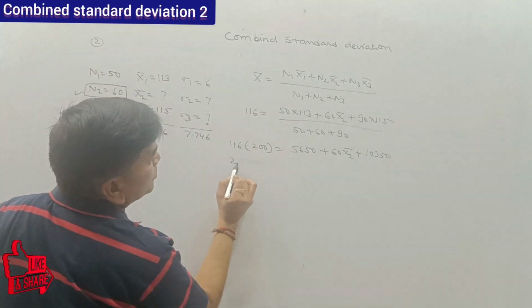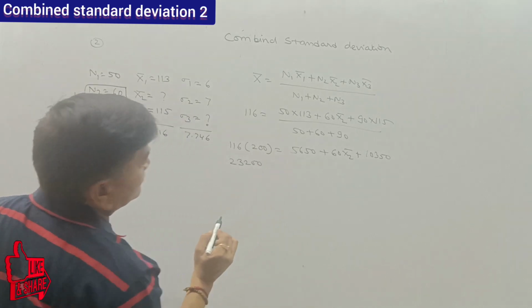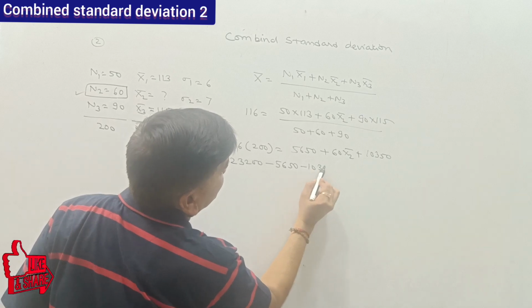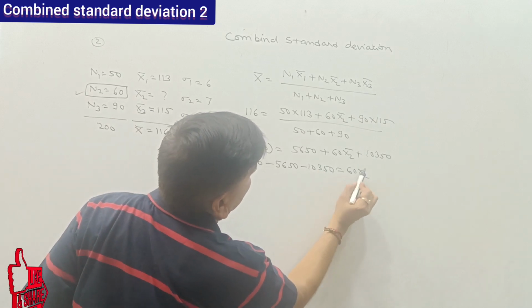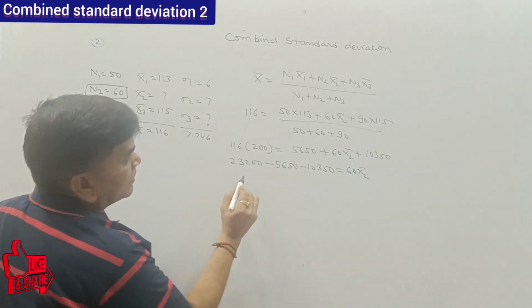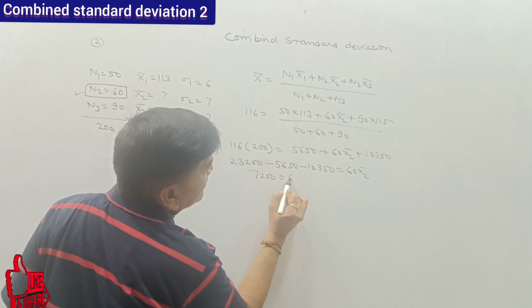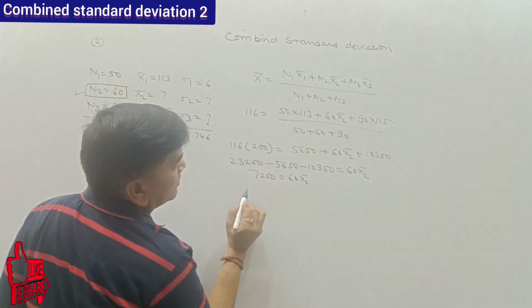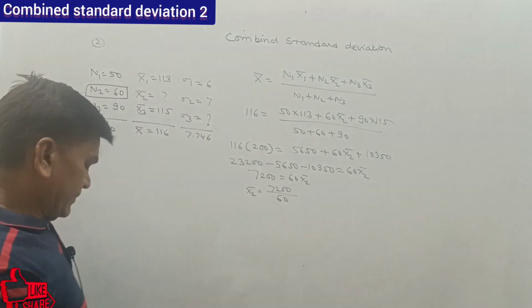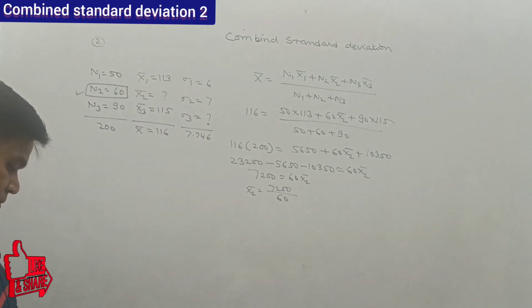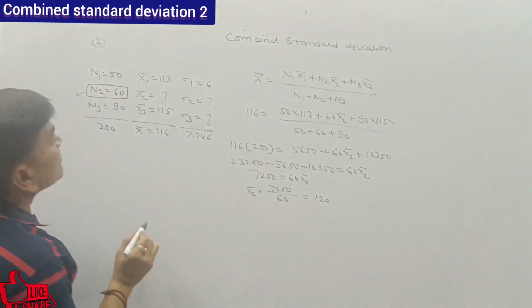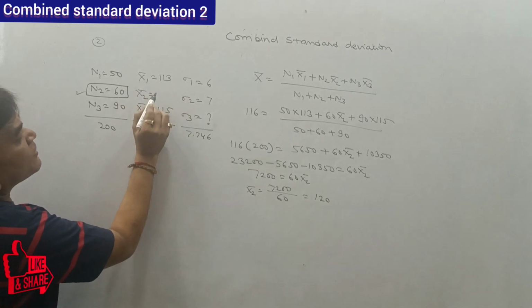So 23200 minus 5650 minus 10350, that is 60 X bar 2. 7200 is 60 X bar 2. So X bar 2 is equal to 7200 divided by 60. So the value of X bar 2 is equal to 120. So we have calculated the value of X bar 2 also, that is 120.